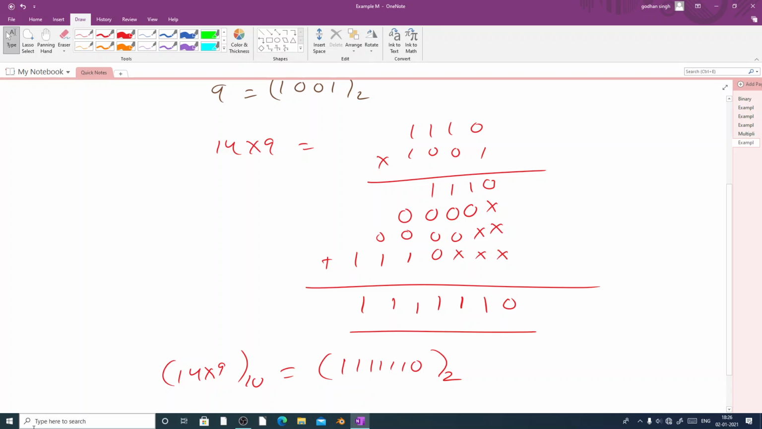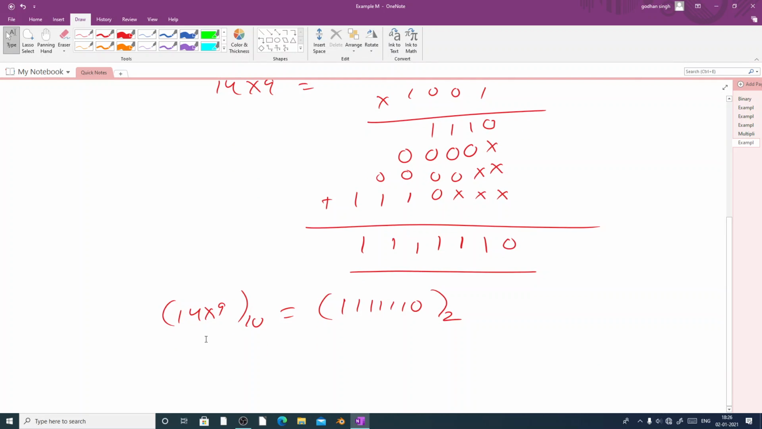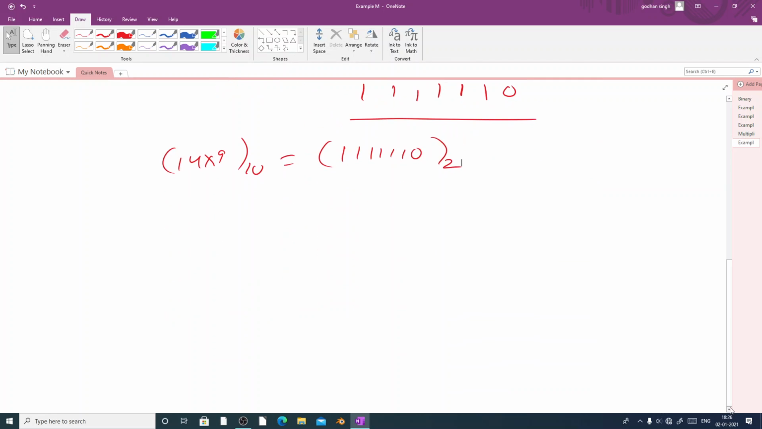So verification, let us check it out. When we multiply 14 and 9, what is the answer? 9 times 4 is 36, 3 carried over, 9 times 1 is 9, 9 plus 3 is 12, so 126. So our answer should be 126. So what we are going to do is convert the binary number which we have got into decimal form and check whether our answer is correct or not. Verification is not necessary, but just to find out whether our answer is correct or not.